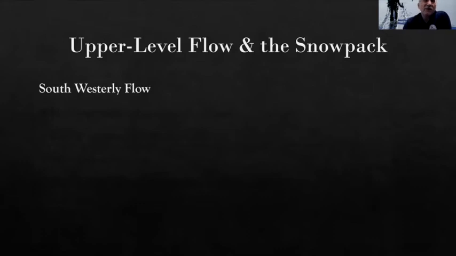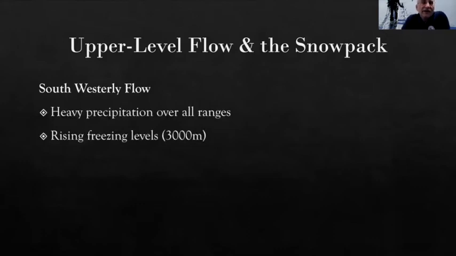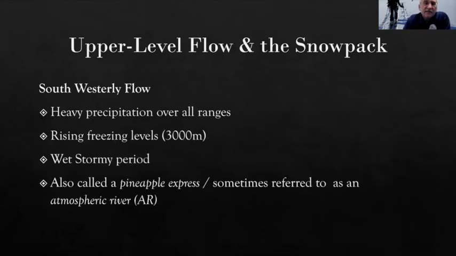How about a southwesterly flow? Well, this is when we tend to get higher precip over all of the ranges, and this is when the freezing levels go up. In other words, at 3,000 meters, the temperature might be 0, and it might actually be raining down in the valley. And the southwesterly flow, typically a wet, stormy period, and this is when it's purely southwesterly, and you look at where the flow is coming from, often it's coming straight from the Hawaiian Islands, and that's where the term Pineapple Express comes from. If you look at what's southwest of us, it's Hawaii.